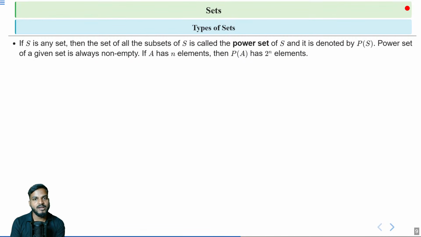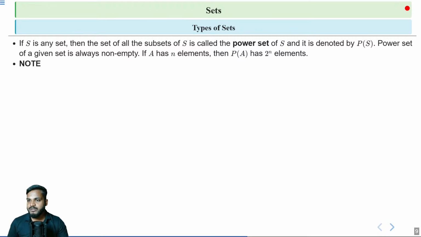One important thing is the power set of a given set is always non-empty. And if A is any set and A has n elements, then the power set of A has 2 to the power n elements. So that's how we can calculate the number of elements in a power set of A if we know the number of elements in set A. So power set is nothing but a collection. It is also a set, and it is a collection of all the subsets of that set.